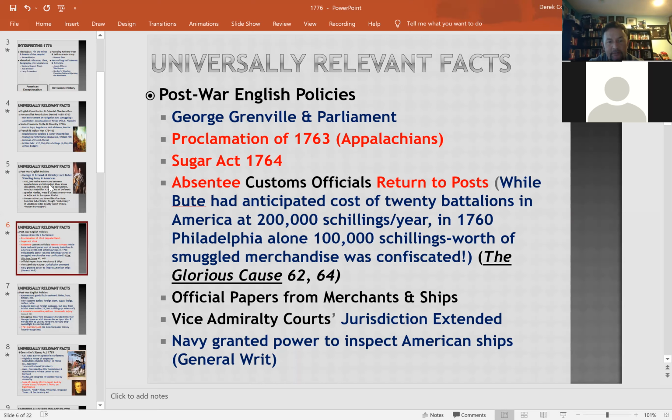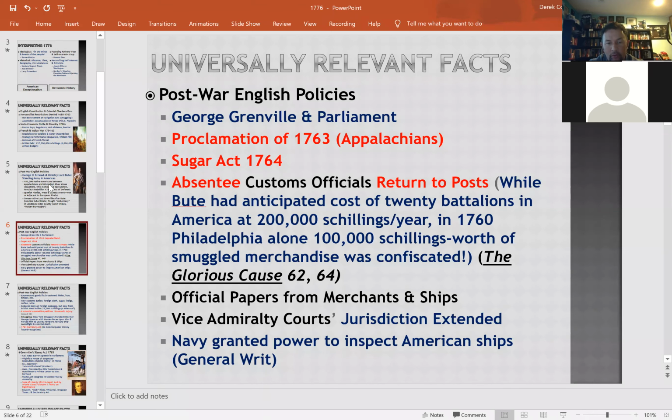And then they found evidence of lots of smuggled merchandise, and that confirmed Parliament and King George III's fears that we had been smuggling for quite some time. And now they're trying to crack down. Official papers from merchants and ships: you have to show official papers to demonstrate what you're able to legally sell and where and to whom. And so, like I said, it's certainly not a capitalist economy.